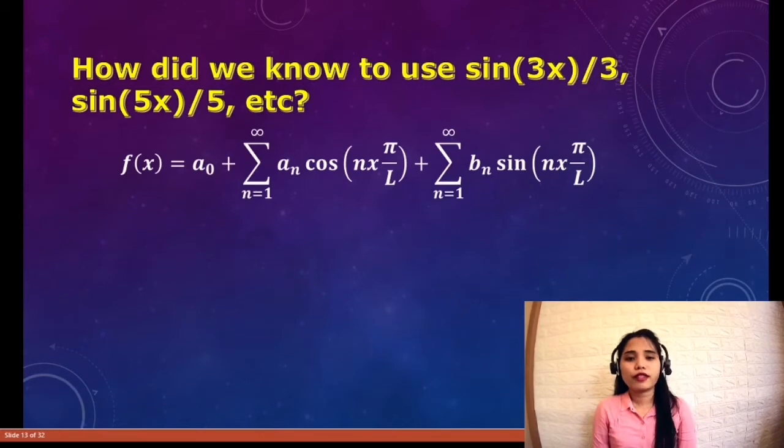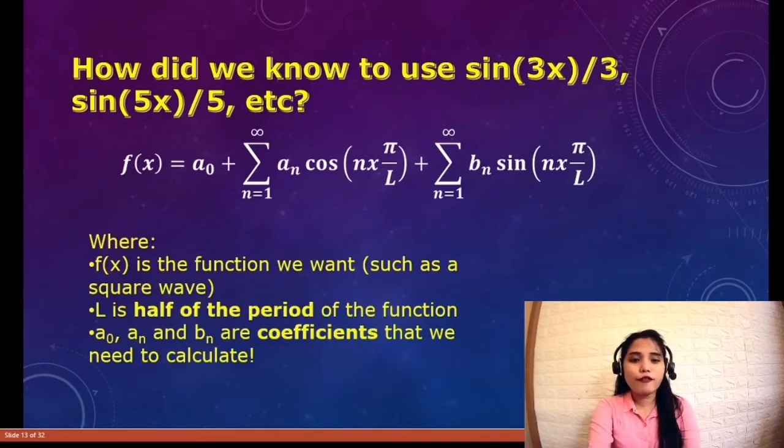So we have f of x equals a sub 0 plus the summation of cosine nx pi over L times a sub n, where n starts from 1 to infinity, plus the summation of sine nx pi over L times b sub n, where n starts from 1 to infinity. F of x here is our function that we want, and L is half of the period of the function. So if you want to solve the full period, we will use 2L. And a sub 0, a sub n, and b sub n are the coefficients that you need to calculate.